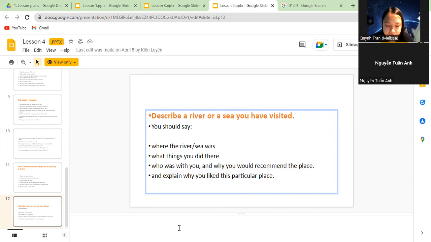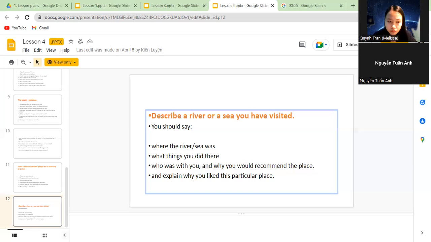I'm going to talk about the sea that I often go to at the weekend. It is located in the north of our city, and going there I often play games, eat seafood, and sometimes do other activities like windsurfing, swimming, and sometimes scuba diving. I usually go there with my family, but sometimes with my friends.